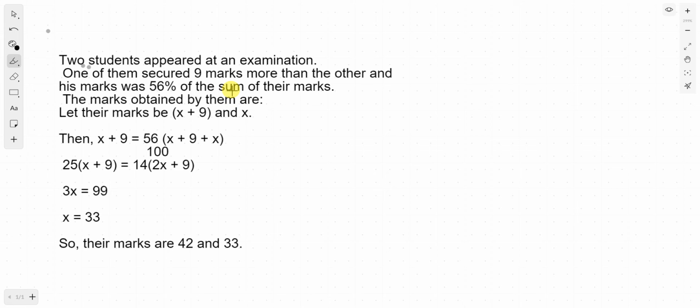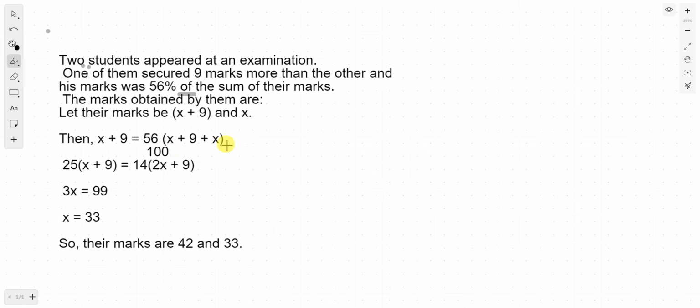Now we know that x plus 9 is equal to 56% of the sum of their marks. So 56 divided by 100. I already told you that if a question says 56% or x percent, then it is always x by 100. So here it will be 56 by 100 of the sum of their marks. Here "of" represents multiplication. So it will be 56 divided by 100 into (x plus 9 plus x), the addition of the marks of both the students.